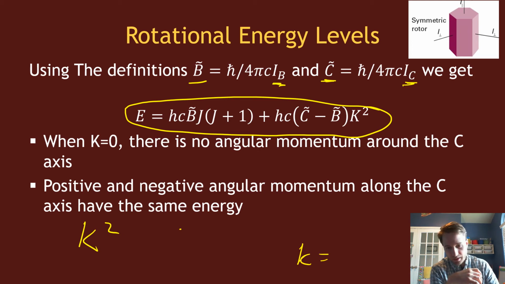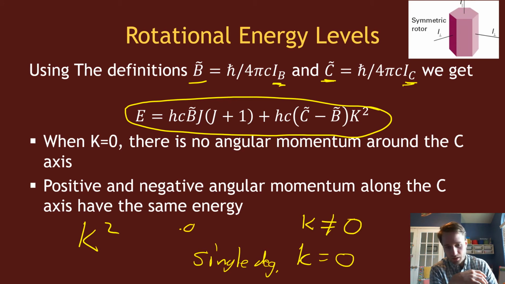So when K equals 0, I have a single degeneracy. There's no degeneracy, basically non-degenerate. When K does not equal 0, I'm doubly degenerate.